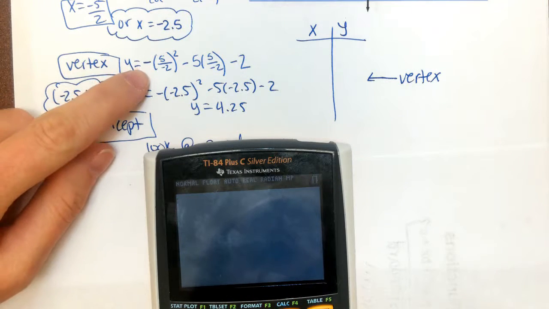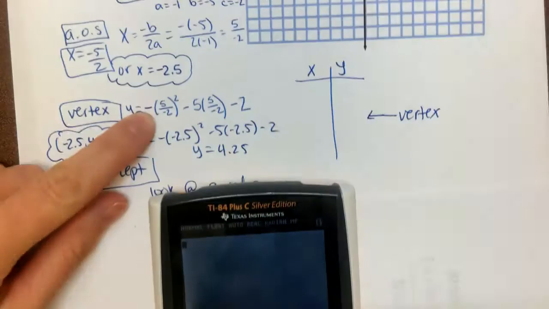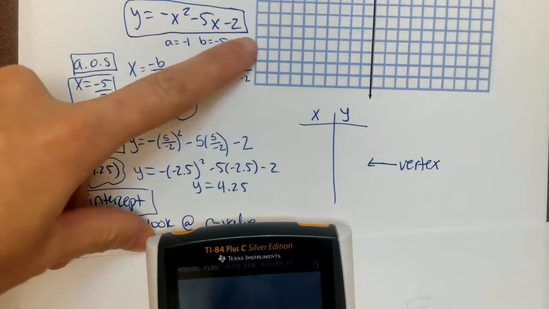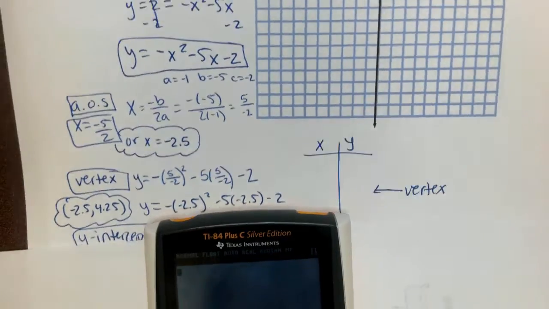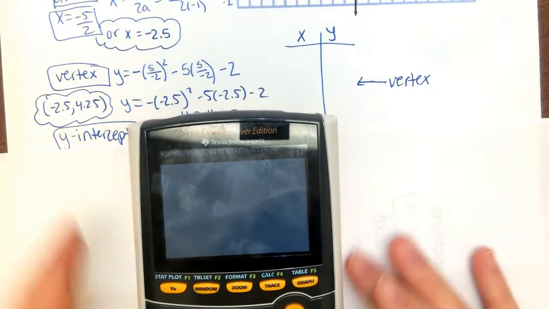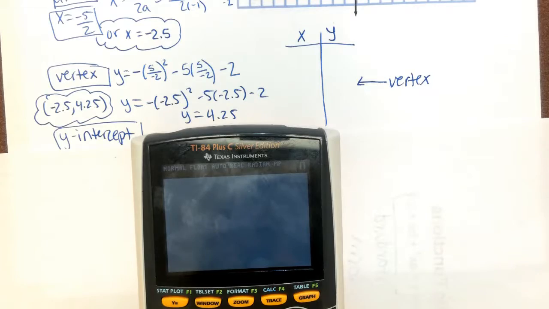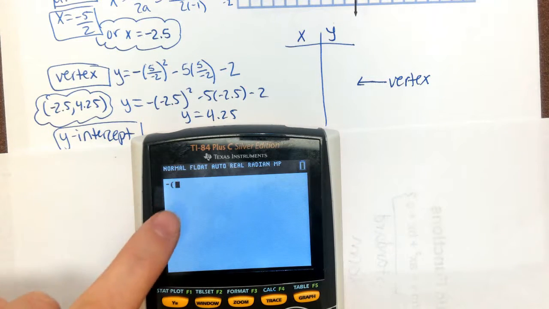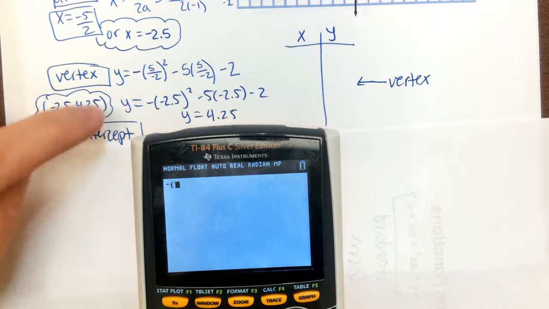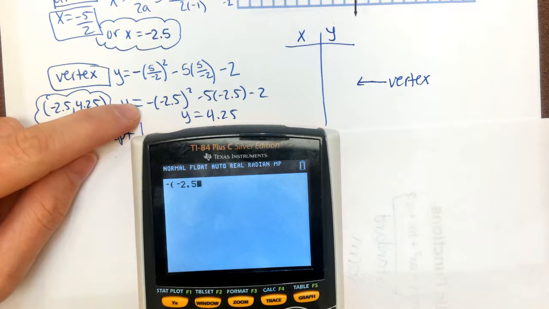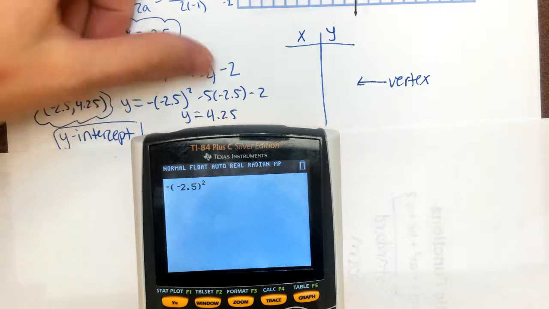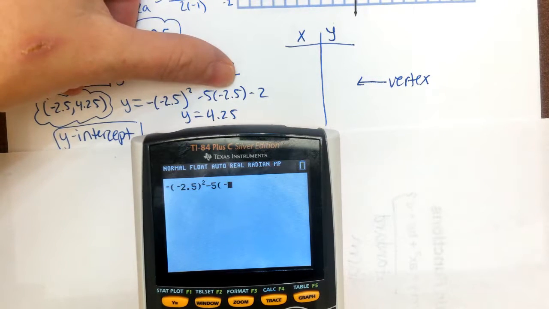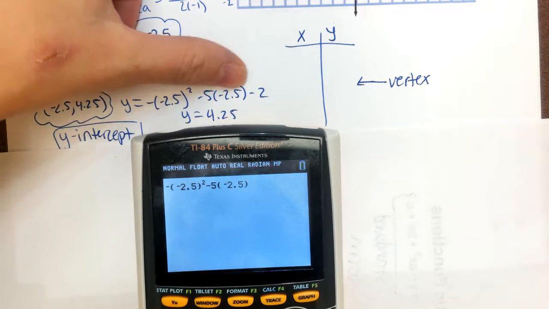Now, the standard form equation has this negative here in front of the x squared term. It's very important that everything follows from this equation when we plug in. So here I am going to do a negative sign, parentheses. Make sure you don't mix up negative and minus signs. -2.5 squared minus 5, parentheses, -2.5 minus 2.